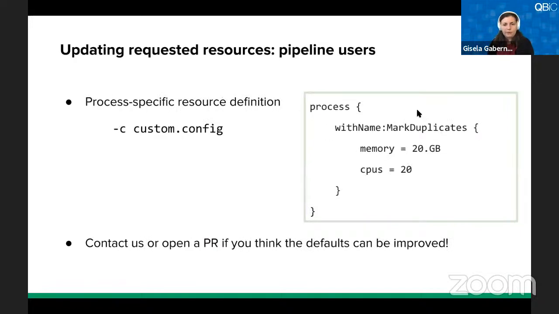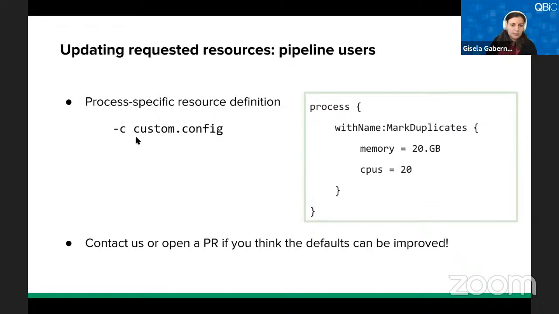And what if you would like to change not only, or define not only, the maximum resources, but you would like to tweak a bit the resource request for a specific process, be it because you have especially large samples or small samples and you'd like to tweak the resource definition for that process? You can do that with a custom Nextflow config.